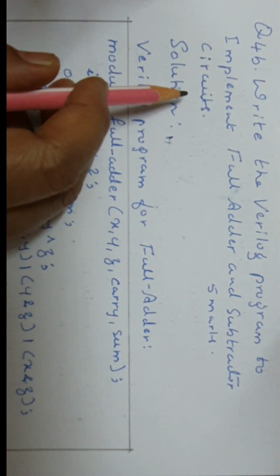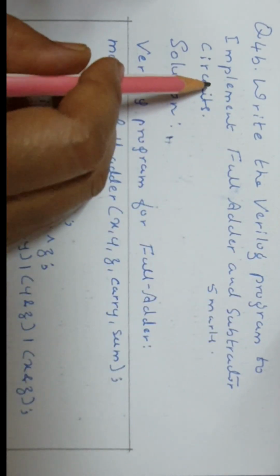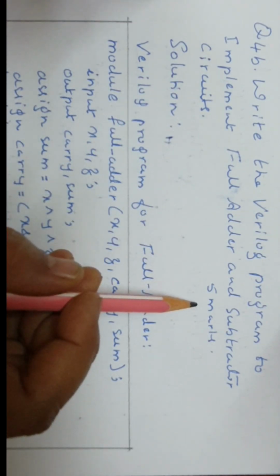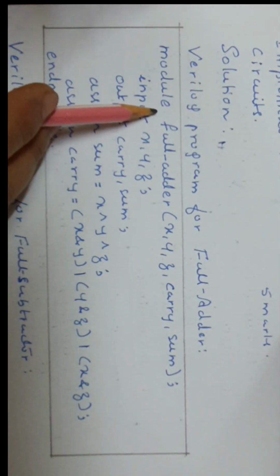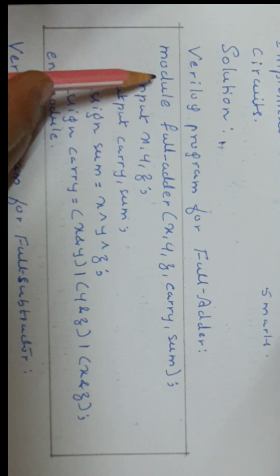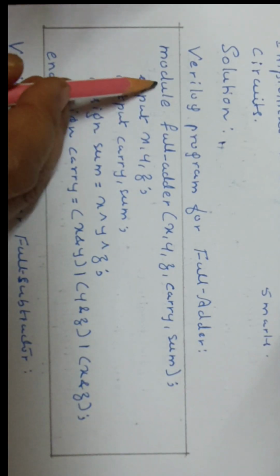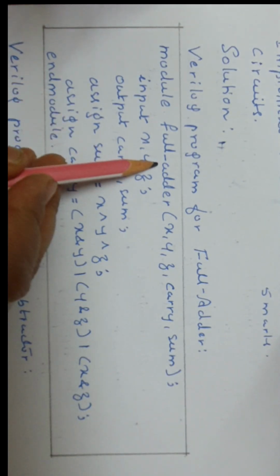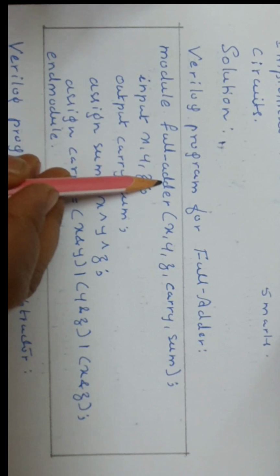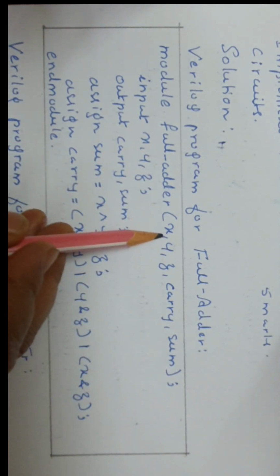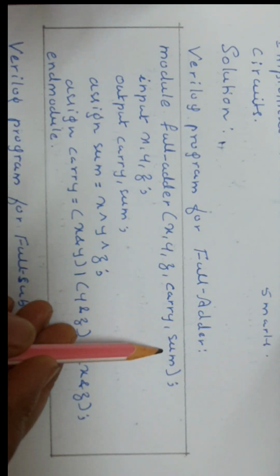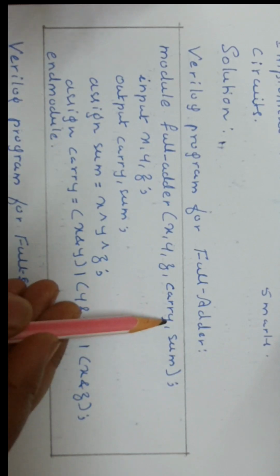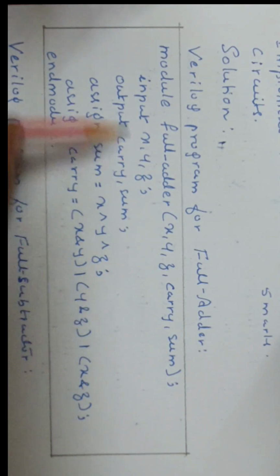Next, the 4b question is, write the Verilog program to implement full adder and subtractor circuits. This carries 5 marks. Solution: this is the program for full adder, module, end module. This is the start of the program, this is the end of the Verilog program. The name of the program we have taken is full underscore adder. In brackets, with a semicolon, we write the list of all inputs and outputs. For full adder, X, Y, Z are the 3 inputs. Sum and carry are the 2 outputs we have taken.